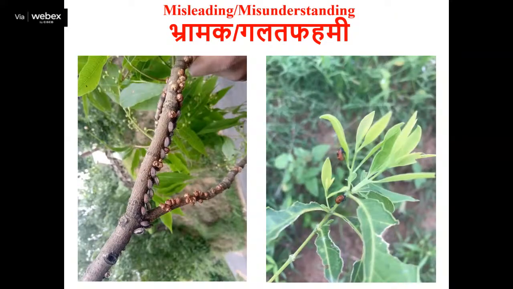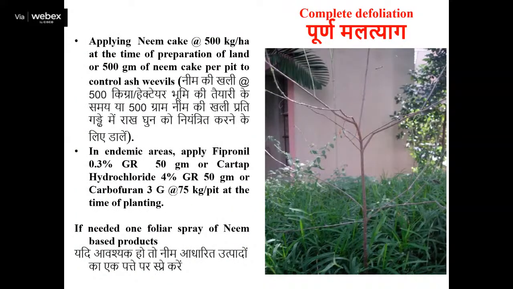And here you see, these are very good insects. Don't mistake them. We should know which are useful insects and which are useless insects. These are very useful insects. They won't do any harm. They are totally non-vegetarian insects. They eat the other insects. So what I want to tell you is, wherever you feel there may be some defoliator, apply neem cake at the time of planting, or there are systemic pesticide granules coming, which you can apply. Otherwise, foliar spray of neem based products is recommended to avoid defoliation.